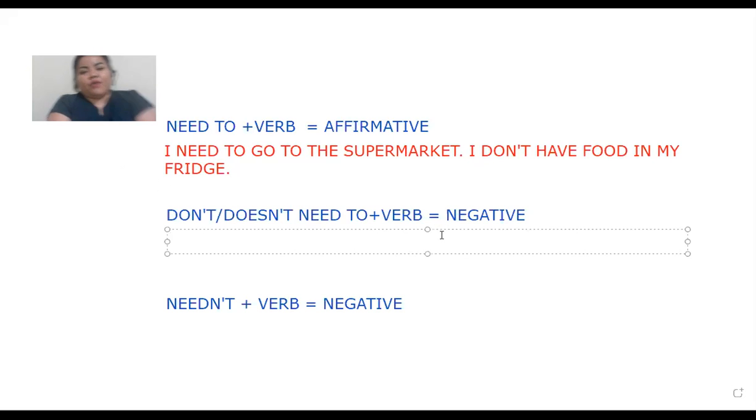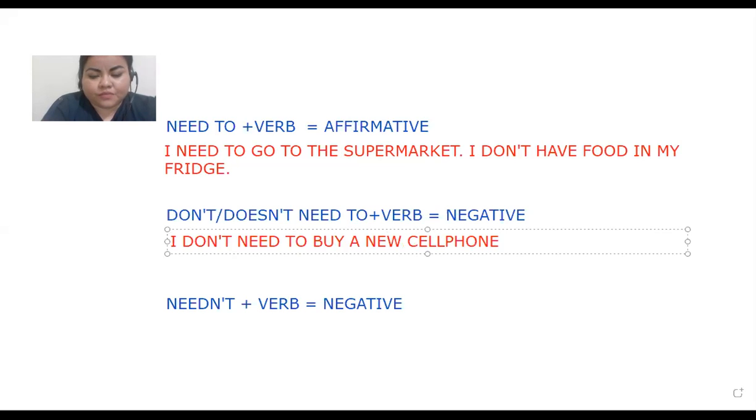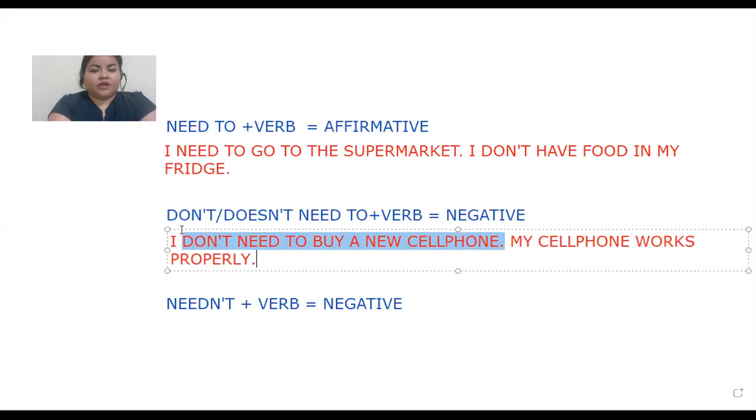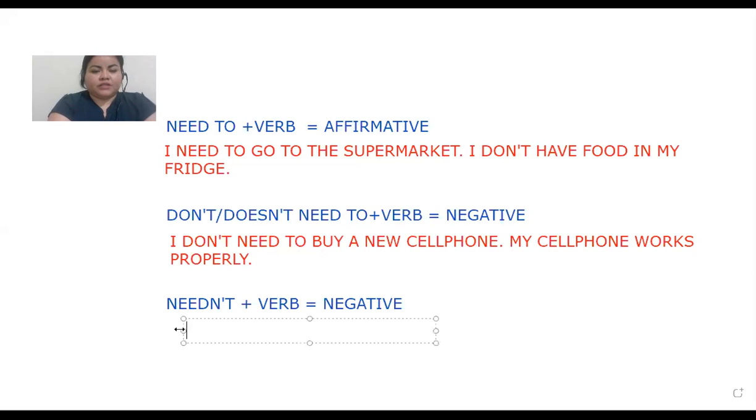Imagínense, right? Or we can say, I don't need to buy a new cell phone. My cell phone works properly. Look at this. Here, it's not necessary. I don't need to buy a new cell phone. My cell phone works properly, right? No necesito comprar uno, el mío funciona bien, right? And then we have this one, it's going to be exactly the same, right?